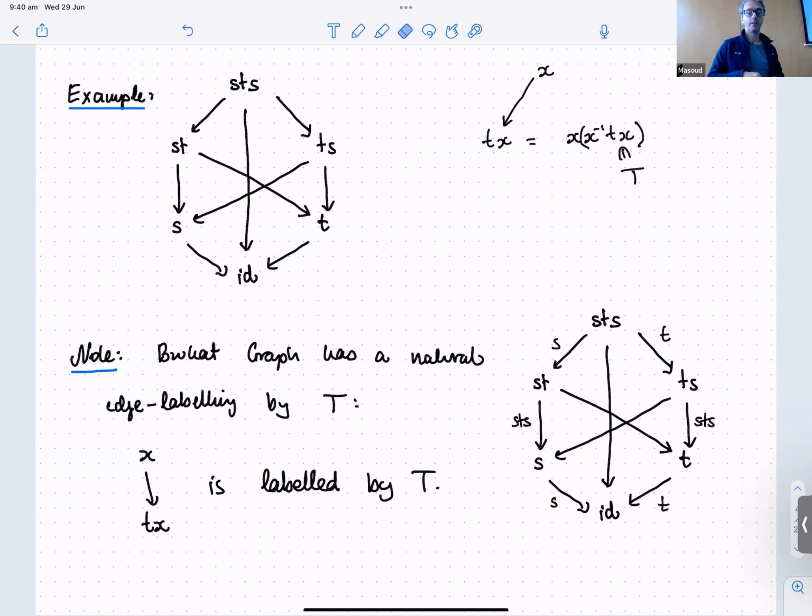Gaston? I'm missing 3 labels, but that's your job to fill them in. I'm not labeling all the edges. So Gaston pointed out that I'm missing 3 labels, which is indeed correct.